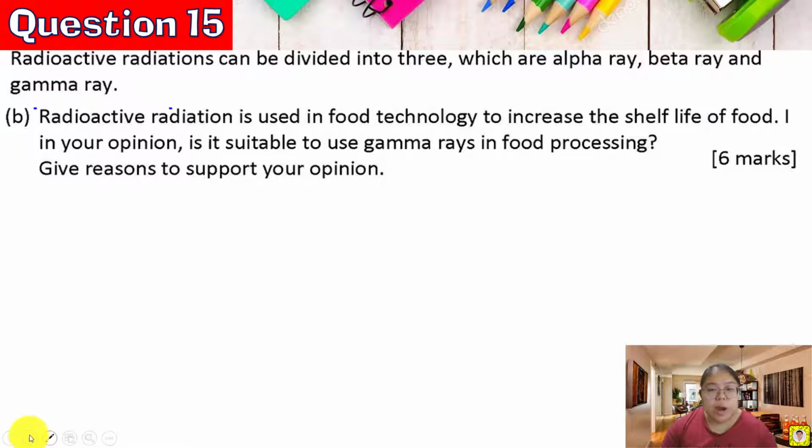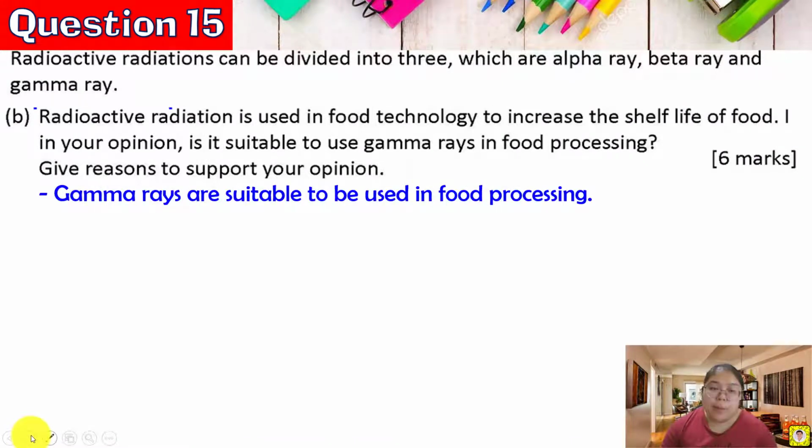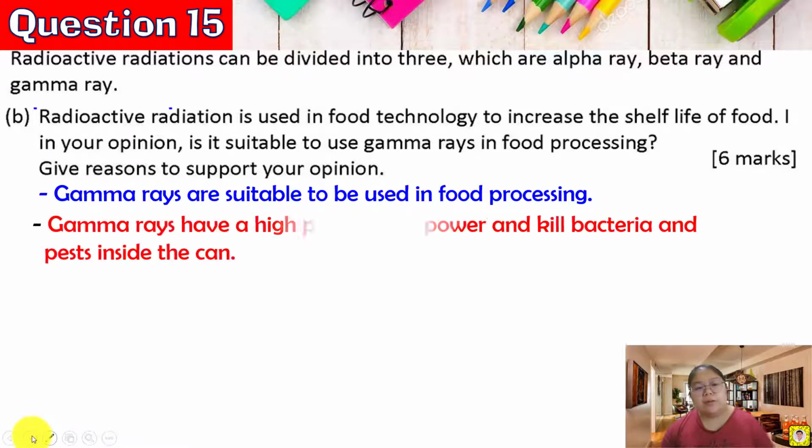Okay, the first one, I say gamma ray is suitable. So I agree with using gamma ray for food processing. After that, I need to give 5 points to support my opinion. For example, the first one, I say gamma ray has high penetrating power. That means it can kill the bacteria and also the pests inside the can.